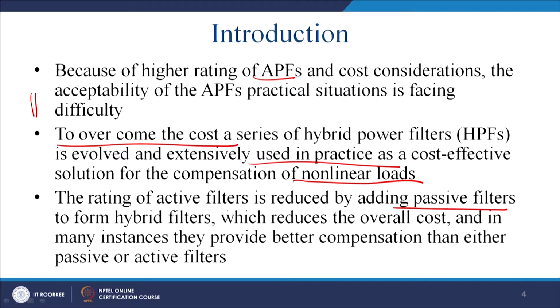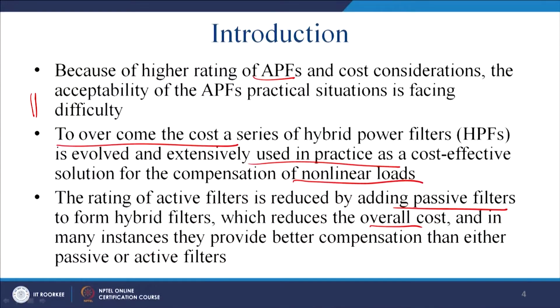The rating of the active filter reduces, that is one of the reasons, because it is not burdened with the reactive power, and also not burdened with the dominating harmonics. By adding the passive filters to form the hybrid filter, the overall cost reduces, and in many instances, and this is the instance I talked about right now, they provide better compensation than the individual active and passive filters.